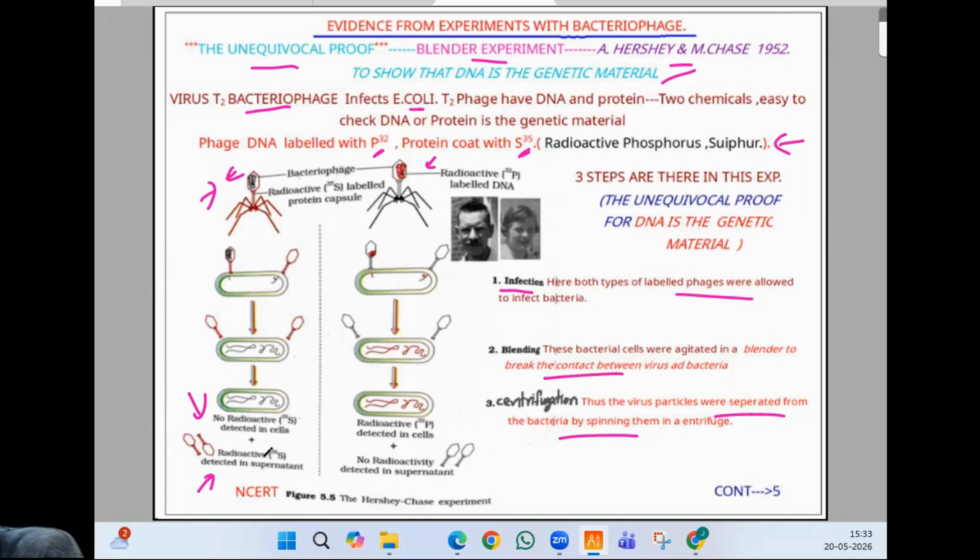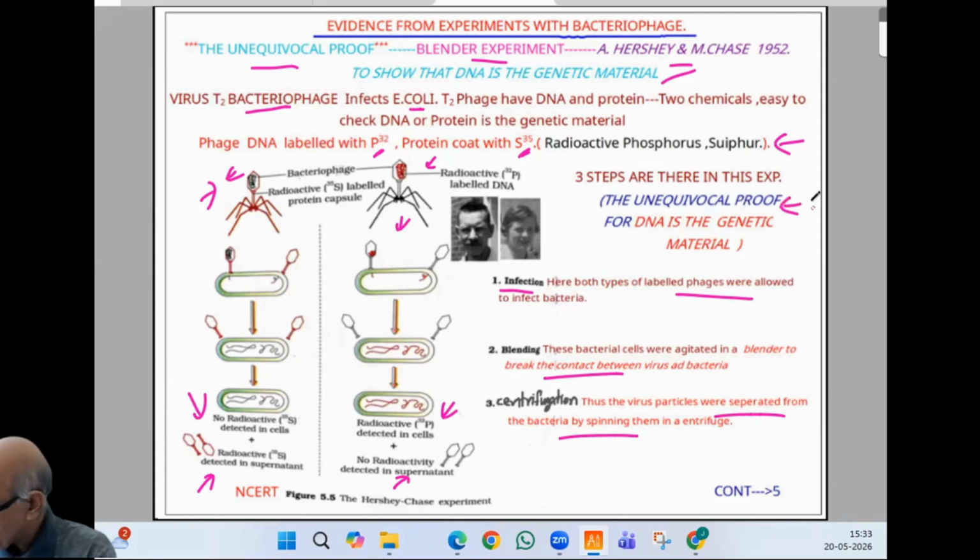While with P32, which gets incorporated into the DNA, after blending, centrifugation, etc., we find radioactive P32 detected in the cells and no radioactivity detected in the supernatant. That means P32 ended up in the DNA. Here S35 ended up in the supernatant. I think I made it clear. So it is a clear experiment, and this is the unequivocal proof that DNA is the genetic material.